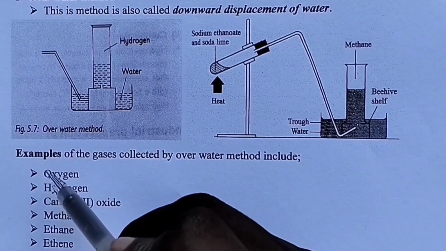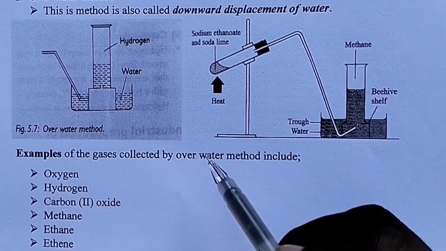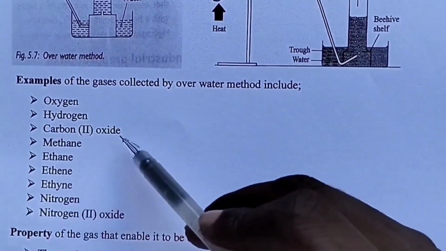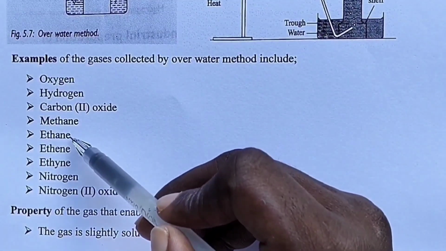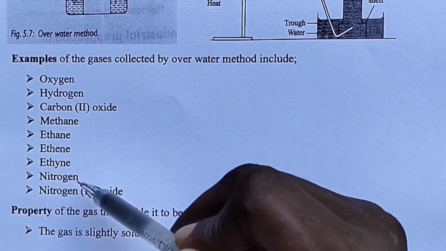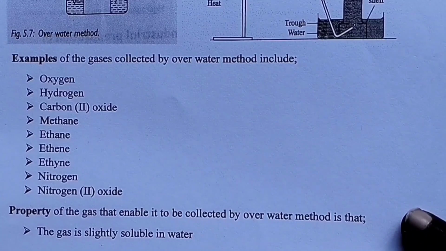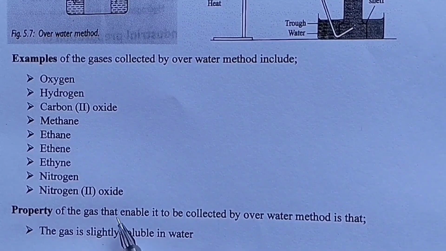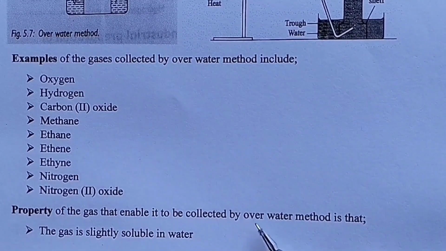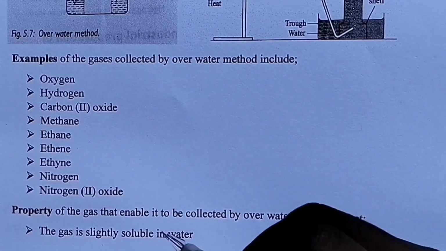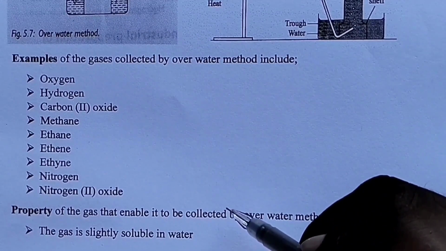Examples of the gases collected by the over water method include oxygen gas, hydrogen gas, carbon dioxide gas, methane gas, ethane gas, ethene gas, nitrogen gas, and also nitrogen(II) oxide gas. Next, the property of the gas that enables it to be collected by the over water method is that the gas is slightly soluble in water, or we can say the gas is insoluble in water. For that reason, the gas is collected by the over water method.